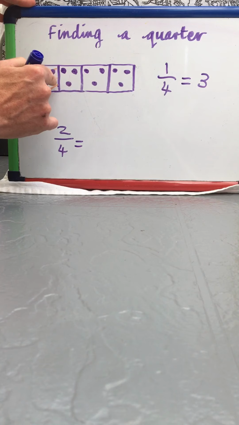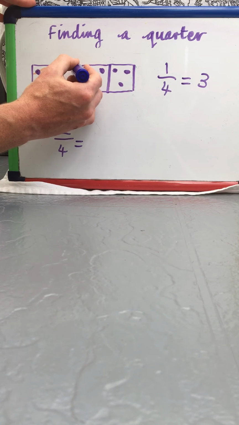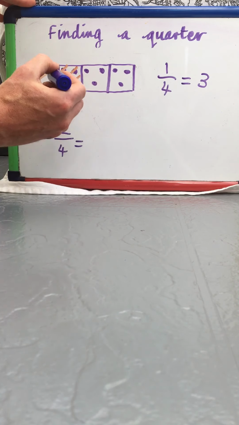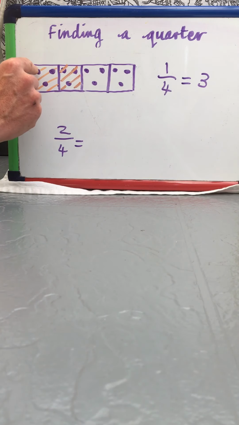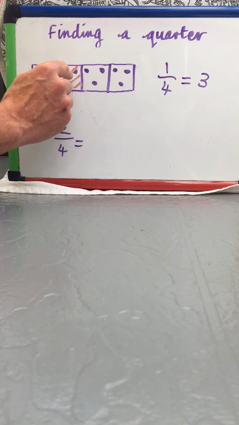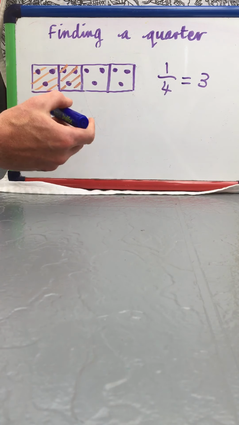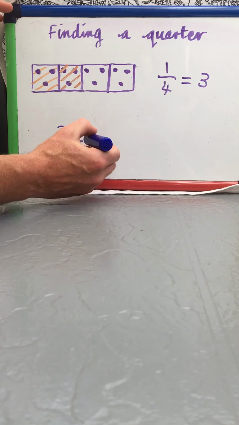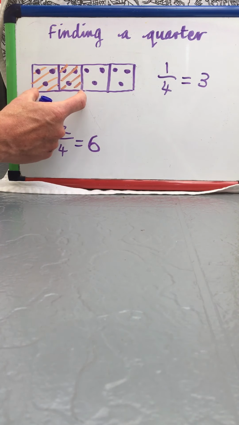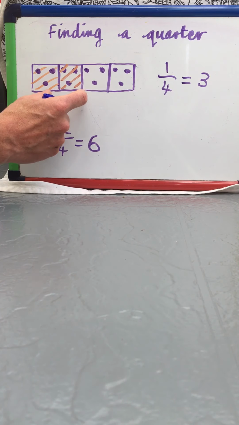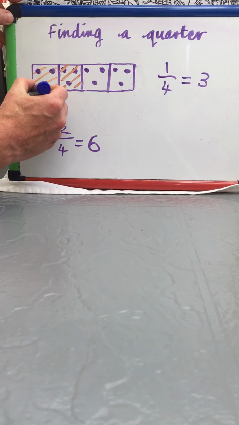Well, this is 1/4. And this would be another quarter. So 2 quarters is 1, 2, 3, 4, 5, 6. It's bigger. In fact, you might notice that 2 quarters is the same as a half. Can you see that? 2 quarters is the same as a half.